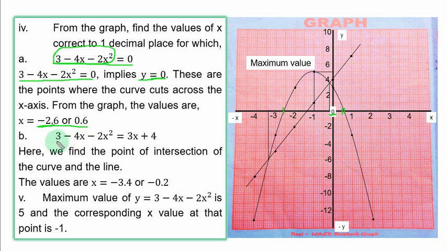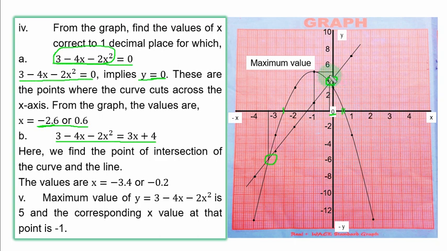We are to find the solution to 3 minus 4s minus 2s squared equals 3s plus 4. The left hand side is the curve and the right hand side is the linear equation. So the point of intersection of the curve and the line gives the solution. This is one point of intersection of the curve and the line. This is another point of intersection of the curve and the line.